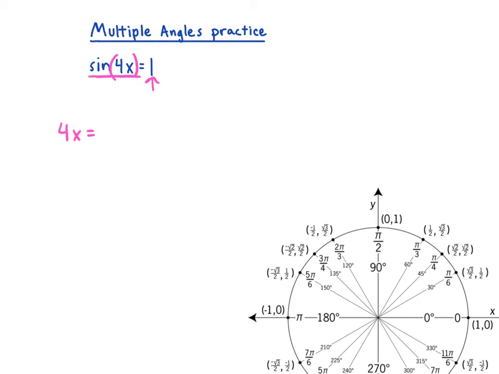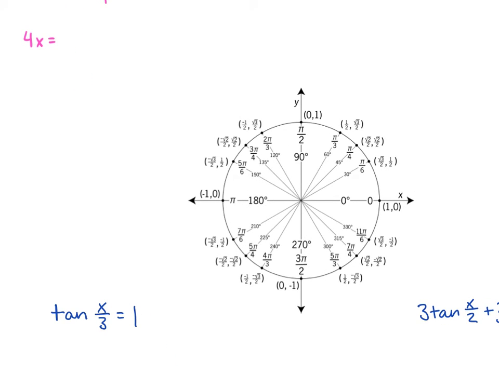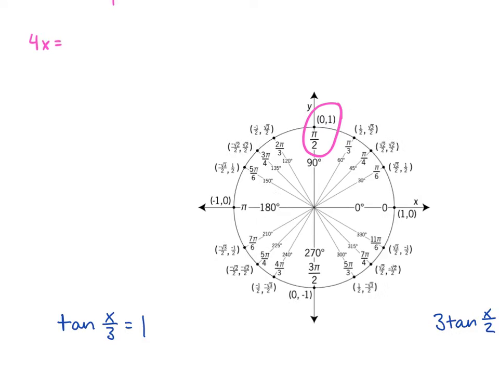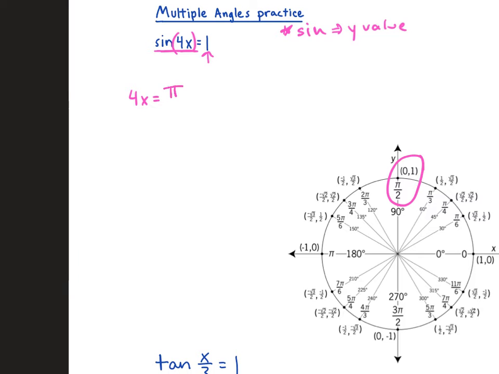So we have to find 1 on the unit circle. Sine means we look at the x or y values? The y values. So sine tells us we look at the y values. So where do we have the y value of 1? At 3 pi over 2. Oh, wait, no. At pi over 2. Just pi over 2. So 4x is equal to pi over 2.